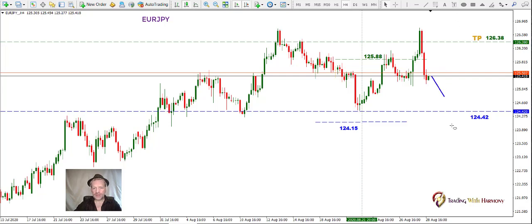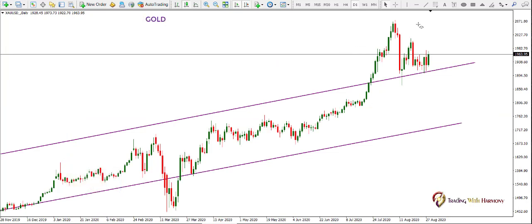So for this week, what I'm looking for then is for price quite possibly to come back, a bit more of a pullback into this area, and to come back up and hit our TP, take profit, being the 126.38 in euro yen.